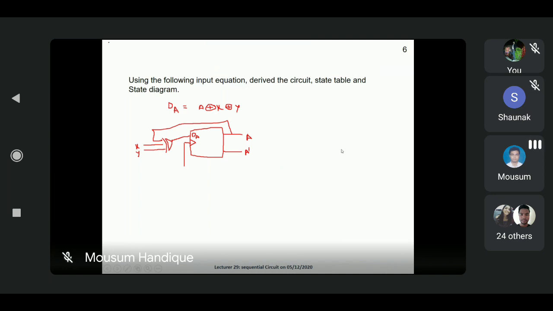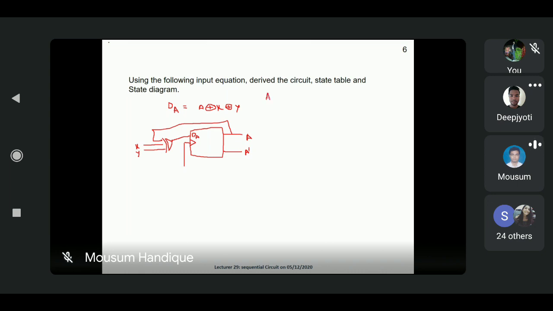So here, why are we using the 4 variables? Obviously A is the present state, correct? If A is the present state, then why are we using 4 variables? Can anyone tell me? The other variable, where is it coming from? Next state. Yes, correct. Good.